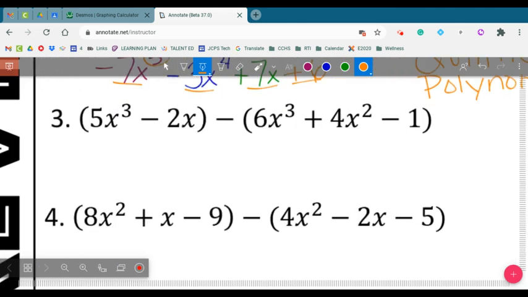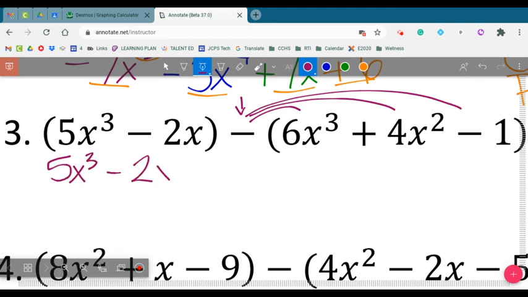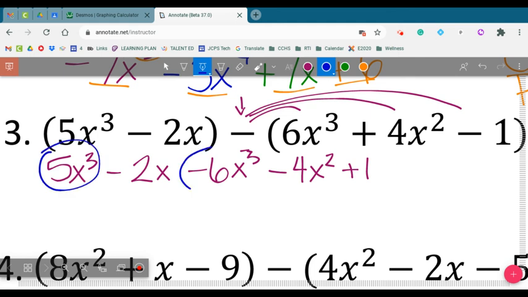Okay, next one, we got our subtraction sign in the middle. So this subtraction sign means we have to distribute it to each term after it. So the first set stays the same. That 6 becomes negative. That 4 becomes negative. And that 1 becomes positive. Then we combine our like terms. So we have 5x cubed and negative 6x cubed. This is going to give me negative 1x cubed.